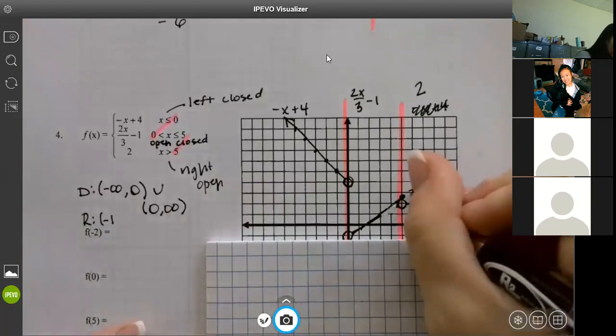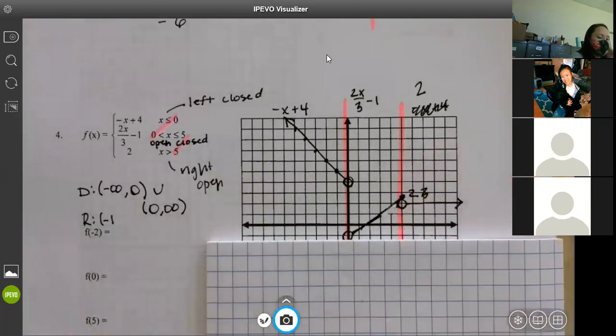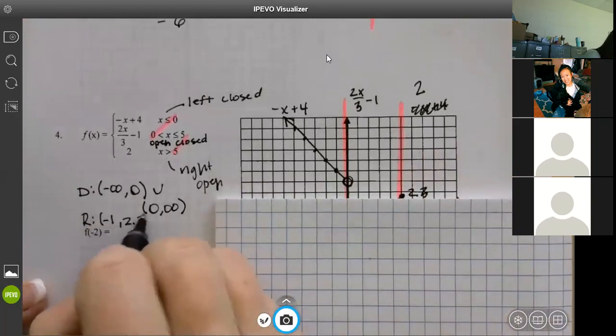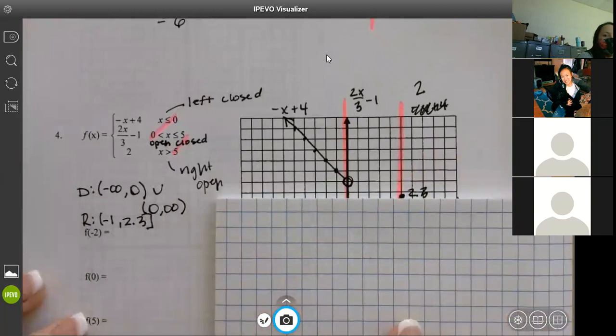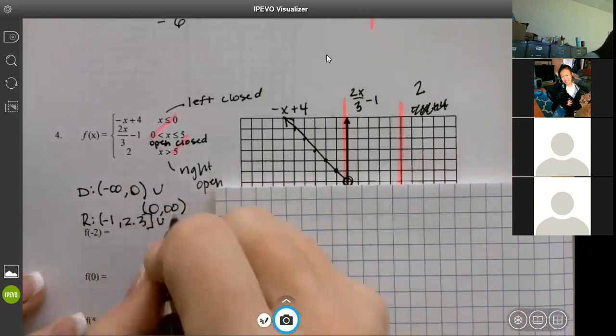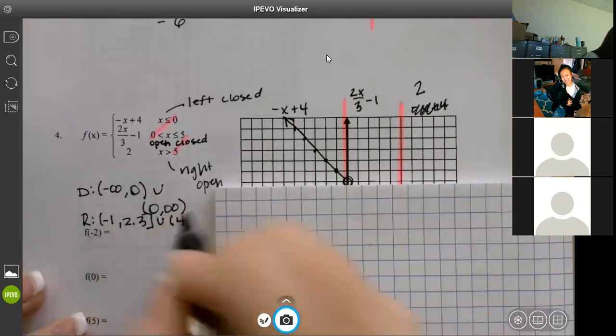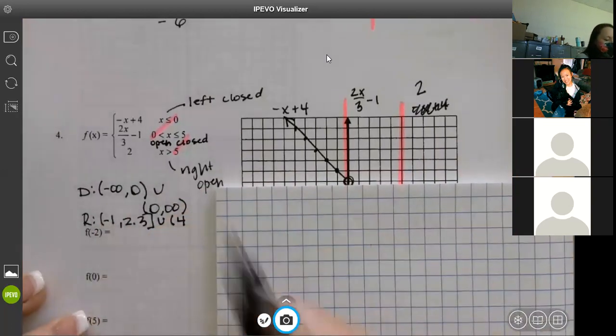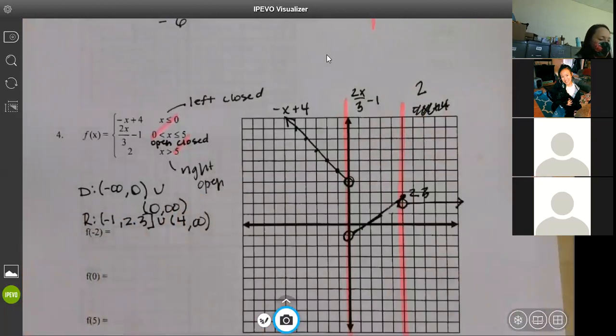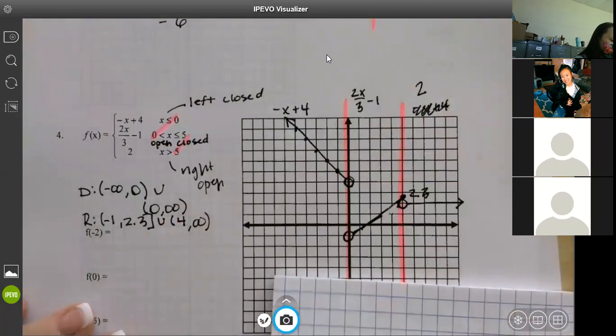This is 2.3. So we go all the way up to 2.3. And it's included, but we have a gap between 2.3 and 4. 4 is not included. And then we go up to infinity. So let's go over that one more time.